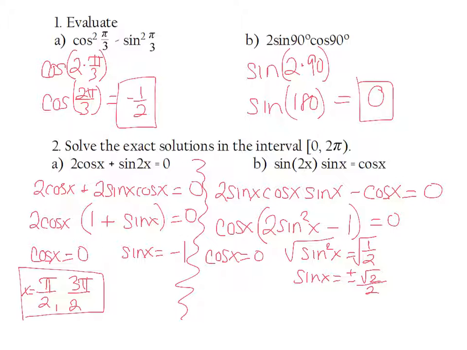Now let's solve. When is cosine 0? Well, it happens at pi over 2 and 3 pi over 2. And then I got to go over here to the sine x equaling a positive or a negative root 2 over 2. That's going to happen at all my 45s. It's going to happen 4 times because of the plus or minus on there. I'm going to have a pi over 4, 3 pi over 4, 5 pi over 4, and 7 pi over 4. Lots of solutions on this one.